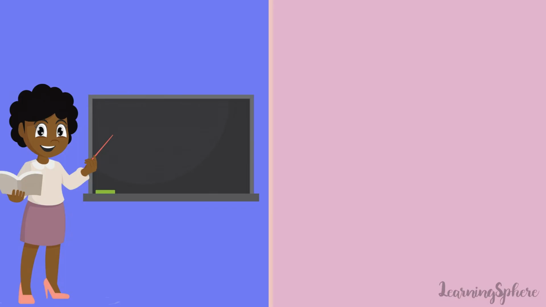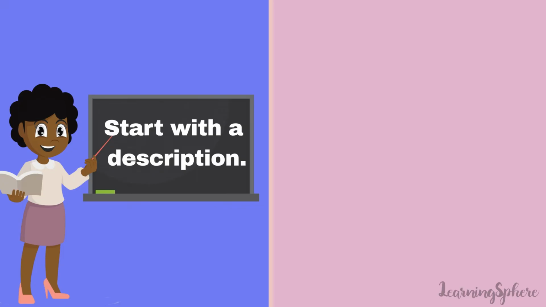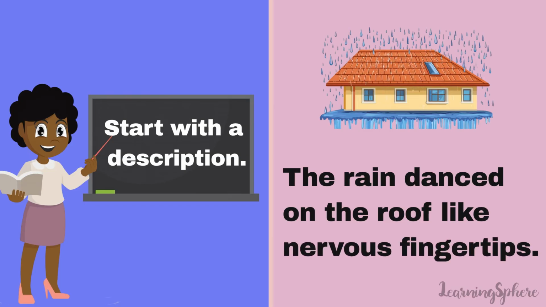How about starting with a description? Use sensory details to set the mood or to paint a picture. The rain danced on the zinc roof like nervous fingertips. This is vivid and atmospheric. We feel it, we hear it, and we see it.